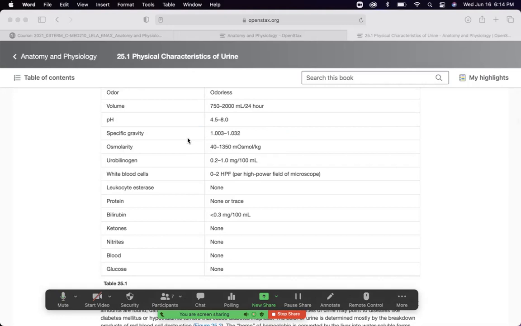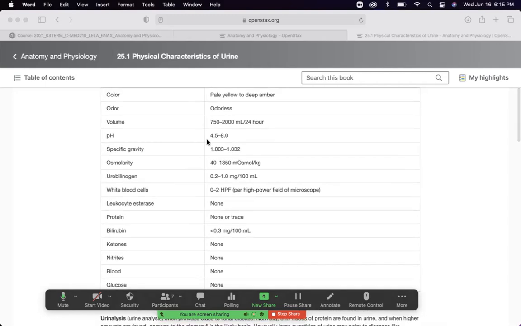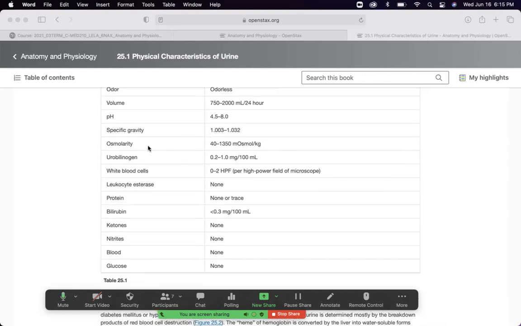Specific gravity means how heavy the urine is compared to water. Water has a specific gravity of 1.000. So you could look at this index as urine should be really close to water. There shouldn't be a lot of stuff in there. Osmolarity just means how many particles or solutes are in your urine. And again, it shouldn't be a lot. If you see milliosmoles in 1 kilogram, it's not a lot. And that's why your specific gravity also isn't high.